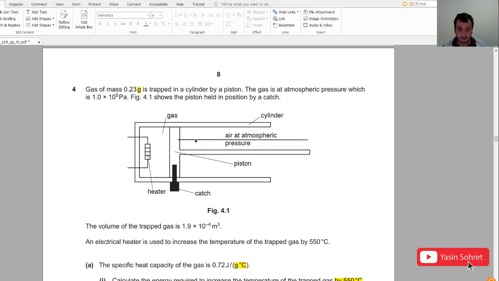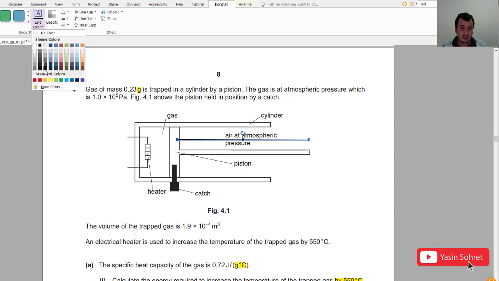Why? Because the piston is going to move to this side. Here there is atmospheric pressure, and here there is gas pressure. So it's going to be balanced. When it is balanced, the piston is going to stop moving.